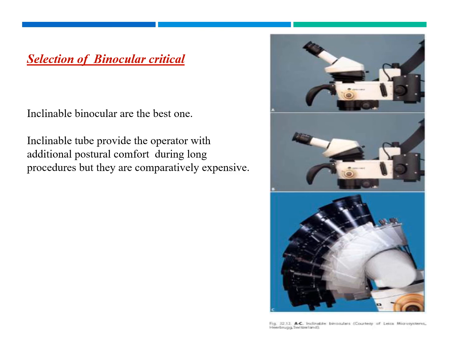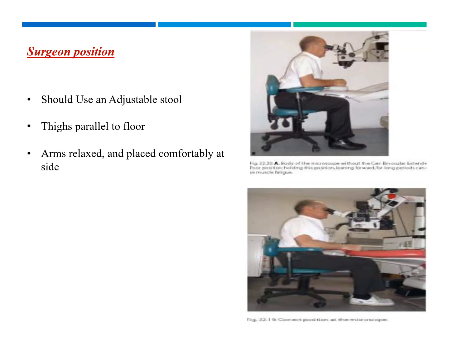The selection of the binocular is critical. Inclinable binoculars are the best ones. The inclinable tube provides the operator with additional postural comfort during long procedures but is comparatively expensive. Surgeon position: the practitioner should be using an adjustable stool. The thighs have to be parallel to the floor, and the arms relaxed and placed comfortably at the side.